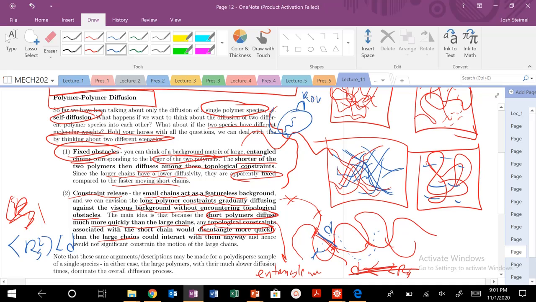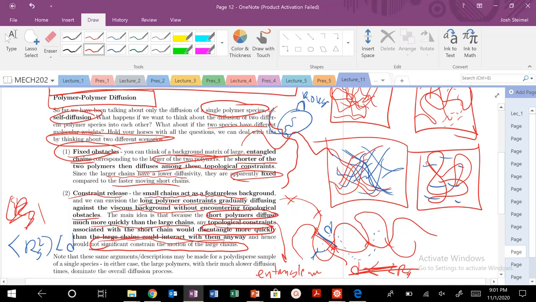So that Rouse time, the longest relaxation time, is much, much faster. So even if they touch and entangle, your smaller polymer is going to disentangle so much more quickly than the large chain, basically before they can interact with them anyways. So small chains will not constrain the motion of your large chains.